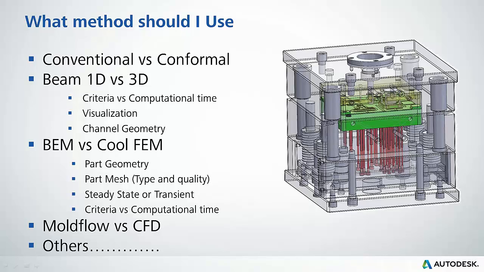And steady state versus transient, again, it's really how much you need to see the dynamics. Transient is going to take a little longer as far as computational time, but it's going to give you a lot more information as far as true dynamic thermal footprint, as well as warm-up trends. Criteria versus computational time, it depends on your criteria, and obviously that'll drive the approach you take.